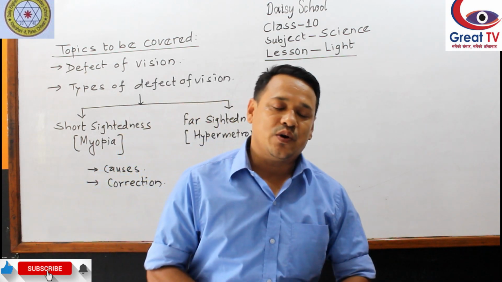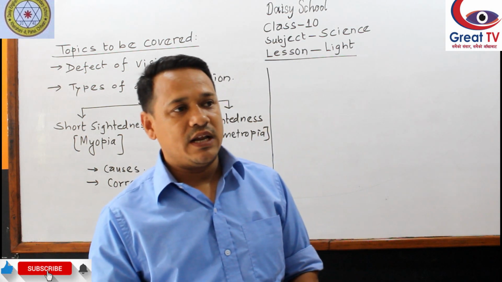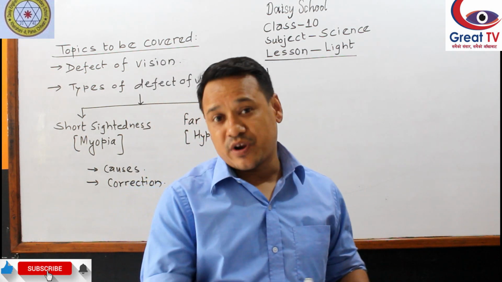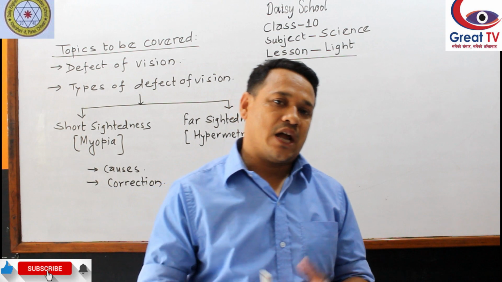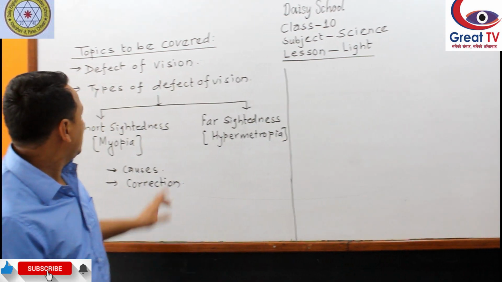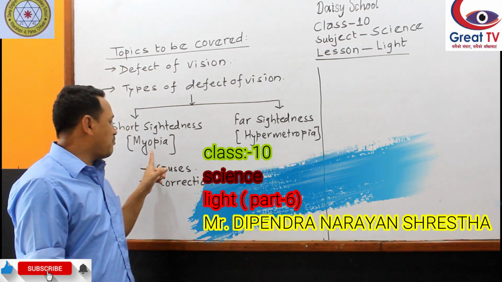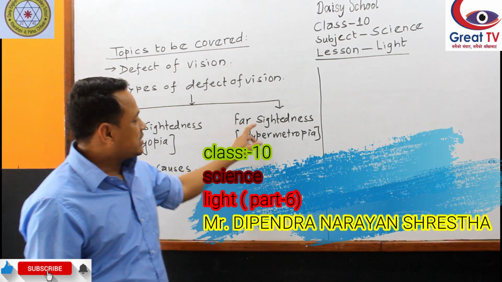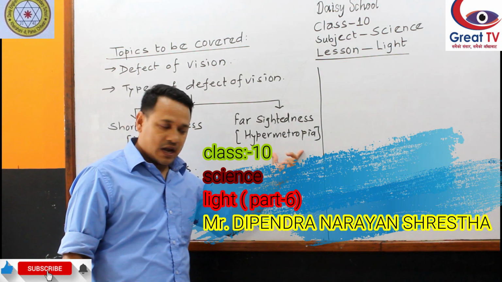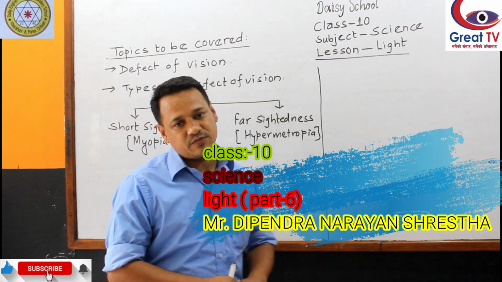Today I am here with the remaining part of the Life lesson of class 10 science. In the previous video we discussed the power of lens, range of vision, far point, near point, etc. And today we are going to discuss the defects of vision and their types, that is short-sightedness or myopia, and far-sightedness or hypermetropia. We will discuss the causes and correction with diagrams in this video.